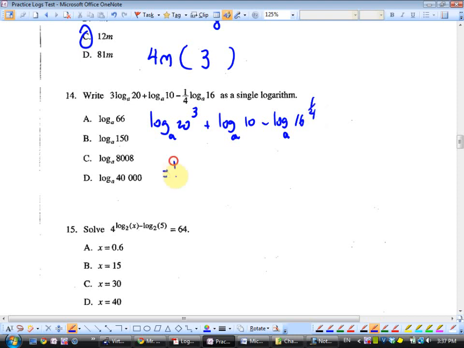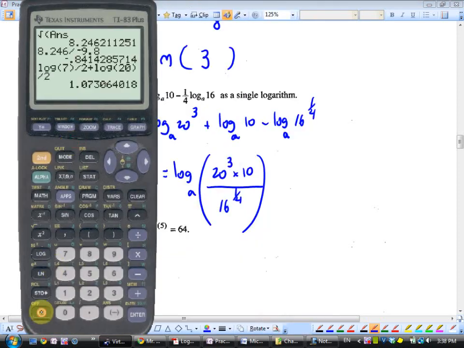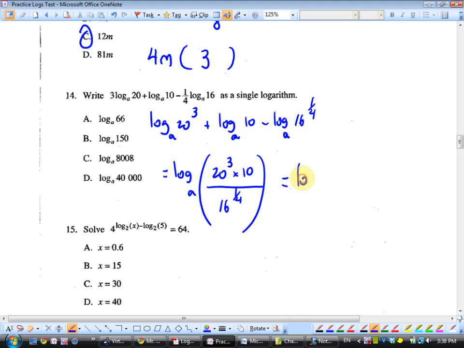Yeah. And this is where Greg has pointed out that we are in the calculator section. So you know what, Greg? I'm going to wimp out and go straight to my calculator. I'm going to go 20 to the third power times 10 divided by 16. Oh, if I want to do 1/4 as an exponent, I got to put that fraction in brackets. Apparently, this is the same as the log base A. Do y'all get 40,000? Okay. D.